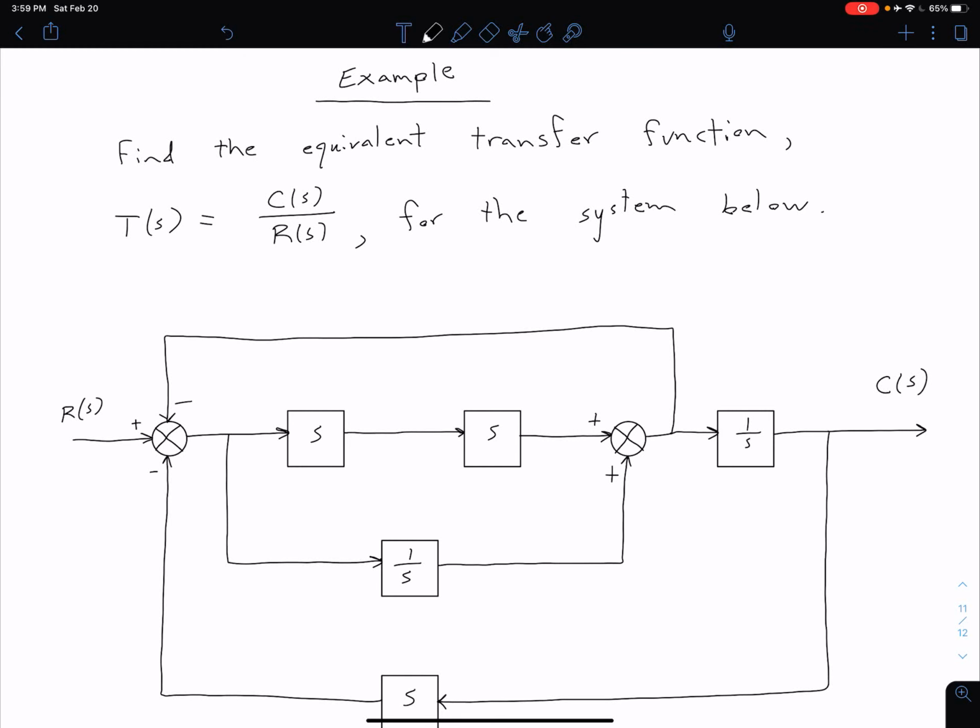Let's now work through an example. As always, I would encourage you to try to work it or at least set up the problem by yourself and then come back and watch the video for the solution. So in this example, we want to find the equivalent transfer function for the system shown below.